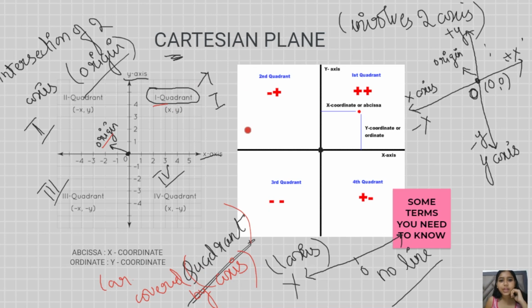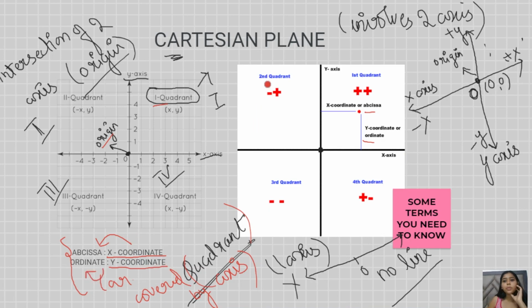The next thing we have to understand is abscissa and ordinate. So what exactly is this? I have written here, you can have a look. The x coordinate is always known as the abscissa. There is a particular term for the x coordinate, which we call abscissa, and a particular term for the y coordinate, which we call the ordinate.